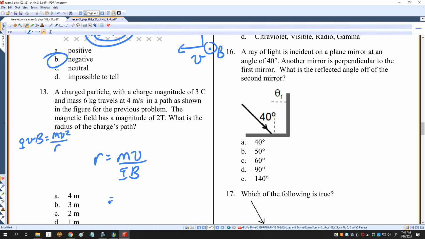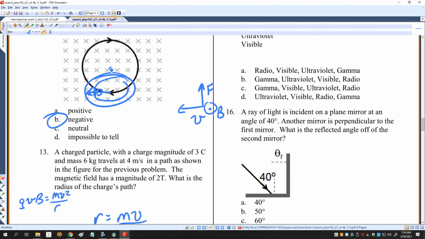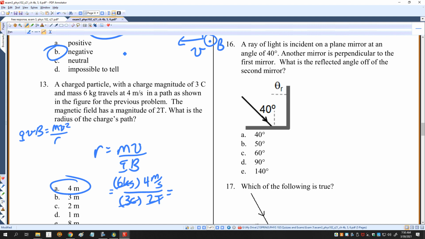And so here I have 6 kilograms, which you're not going to have. It's not a physical representation. I just use these numbers because they're easy. 6 times 4 meters per second divided by Q, which is 3 coulombs, and then B, which is 2 Tesla. So this cancels with that, and I'm left with 4 meters. It's going to have a radius of 4 meters.